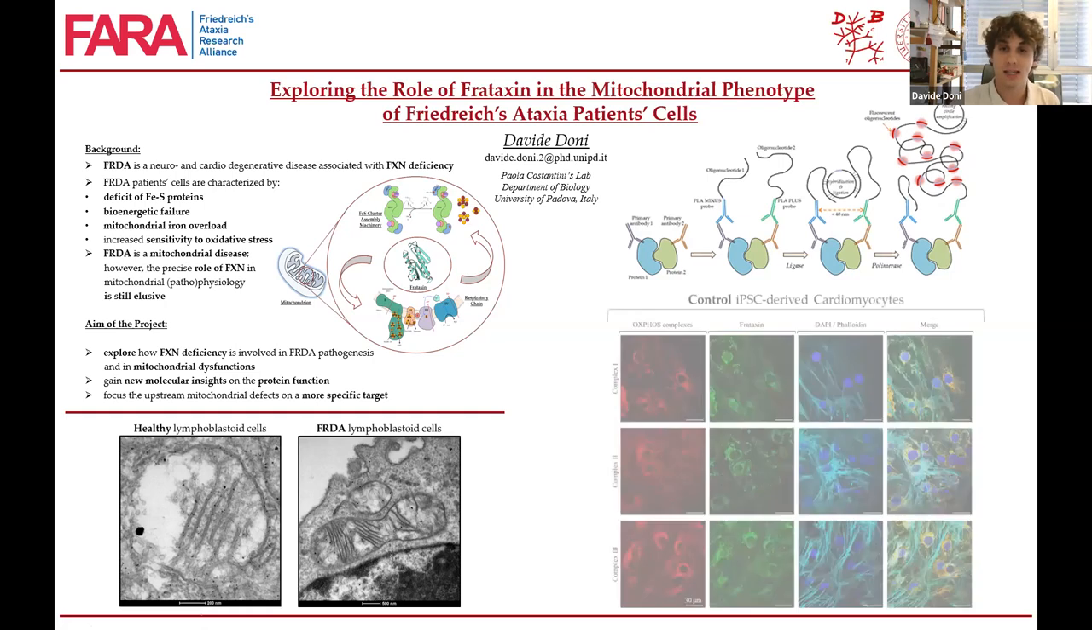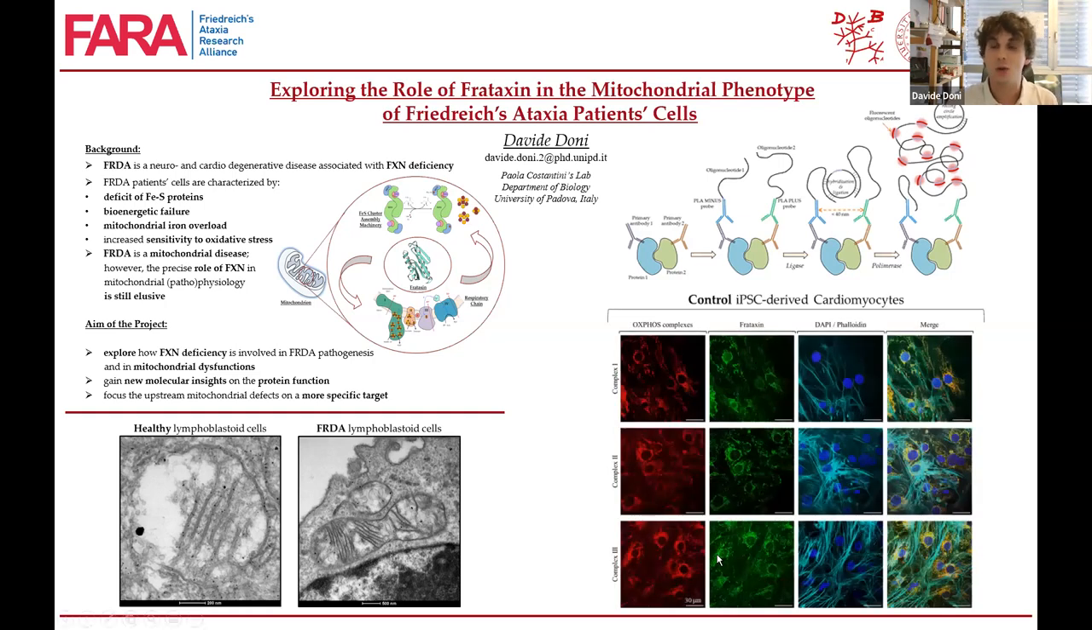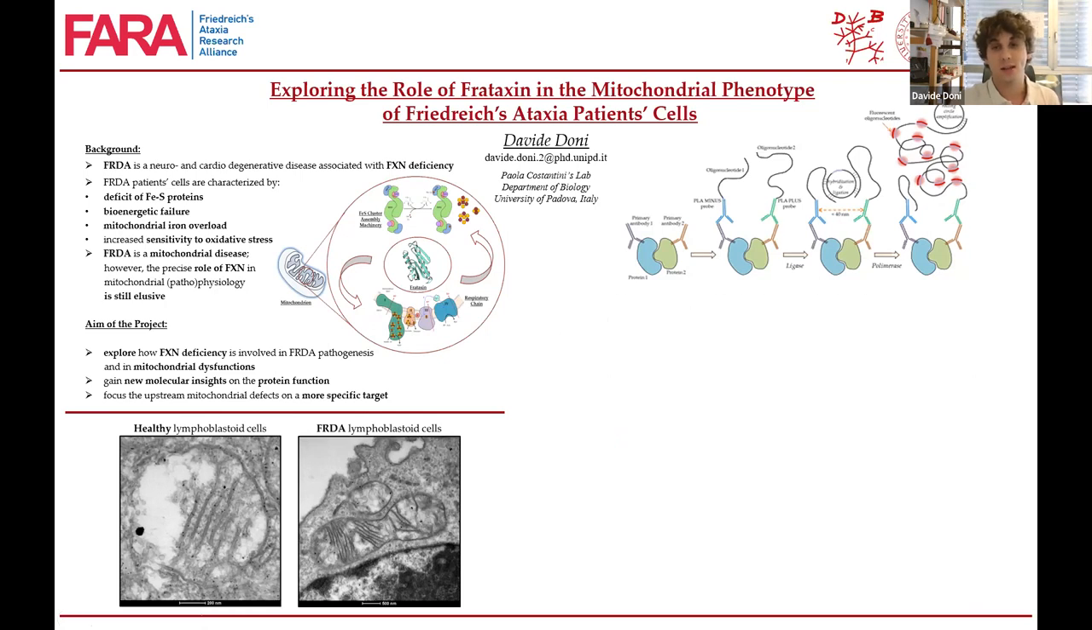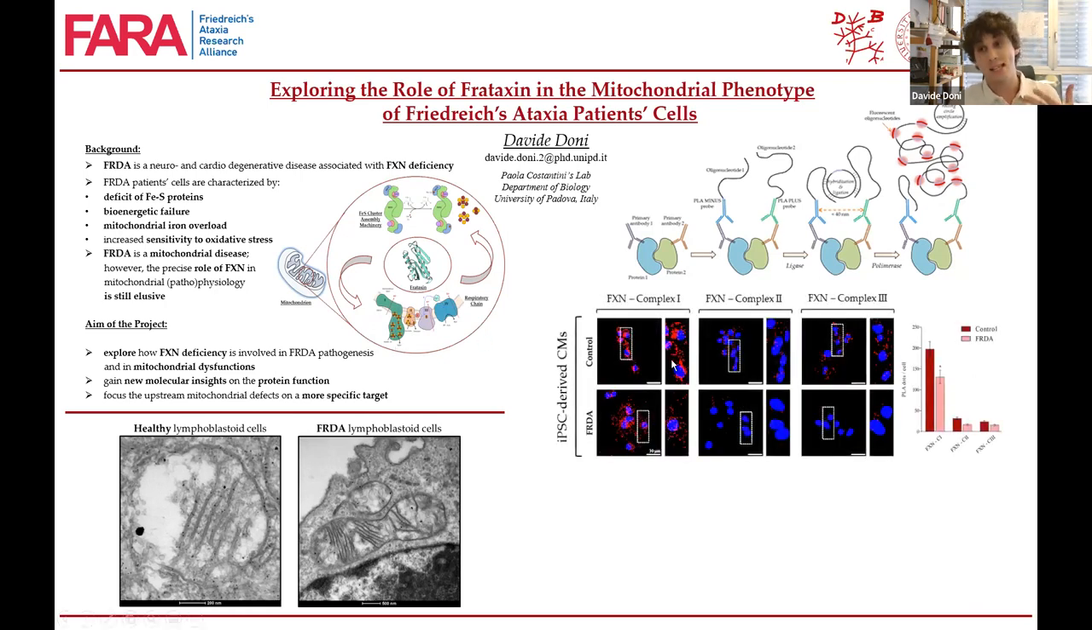So to explore this, we have used cardiomyocytes from human induced pluripotent stem cells. As you can see in this model, frataxin perfectly co-localizes with the three complexes of the respiratory chain containing iron sulfur clusters. And so we have performed PLA between frataxin and these complexes. As you can see, fluorescent red spots have been detected for frataxin with all three complexes of the respiratory chain, suggesting a close proximity between the protein and the respiratory chain. But the interesting data is that the highest number of fluorescent spots has been detected toward complex 1.